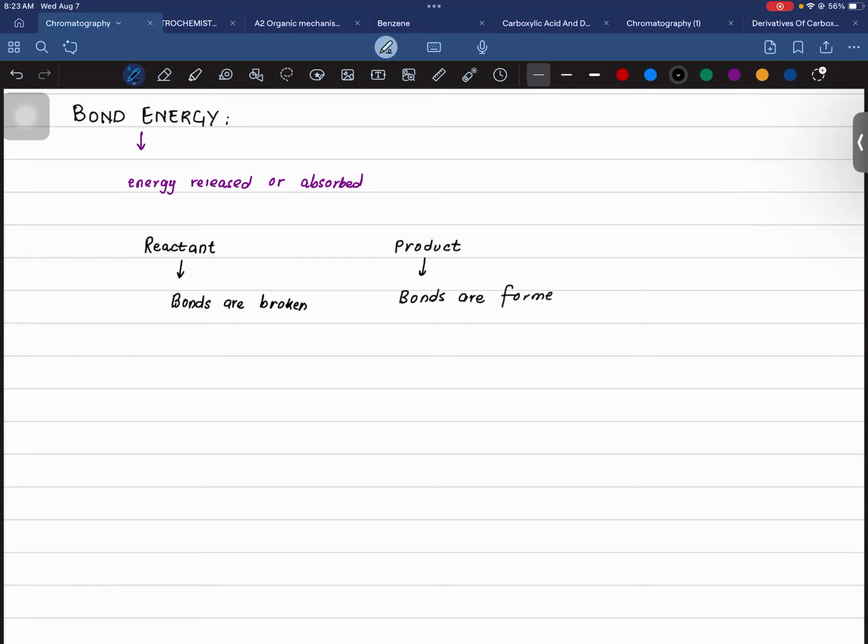Remember, when you break down the bonds, energy is needed. And when the bonds are formed, energy is released. Okay, so there is a difference in energy.